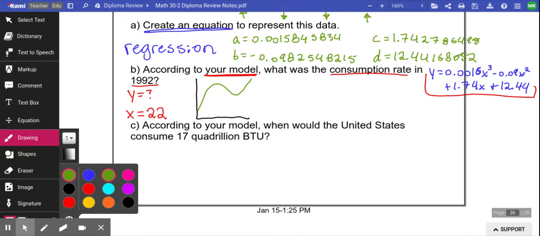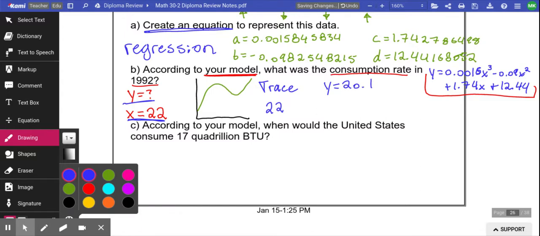Okay. Our job was to find a y value given an x value. Your calculator does that really, really easily. You just have to hit trace. As soon as you hit trace, your calculator now will allow you to enter an x value. So you go 22 and then hit enter. And it'll show you right on your calculator x equals 22 when y equals 20.1.